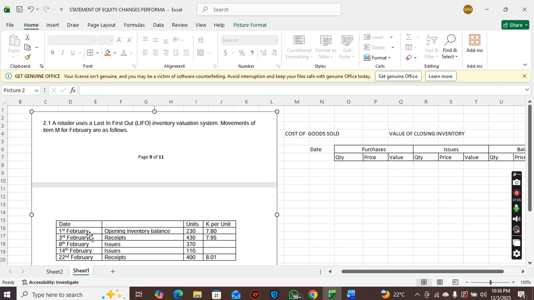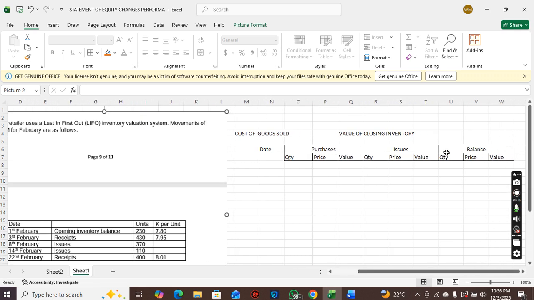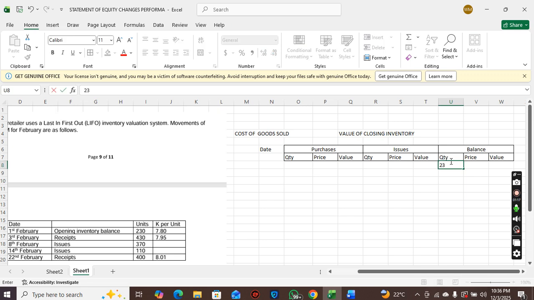They told us that on 1st February our opening balance, we had 230 units. So here on our balance section, quantity 230 units, valued at 7.8 kwacha each unit. The total value of our opening inventory is 230 multiplied by 7.8, which gives 1,794. Now we're going to go through these transactions here.